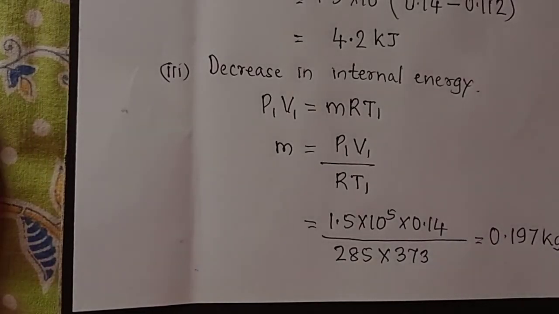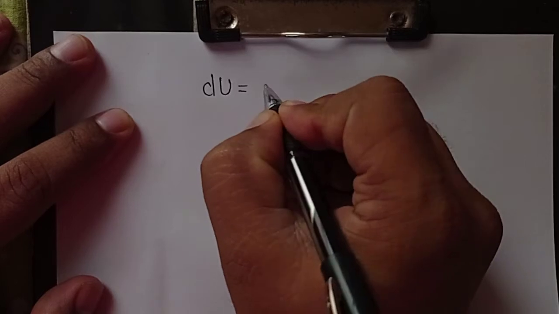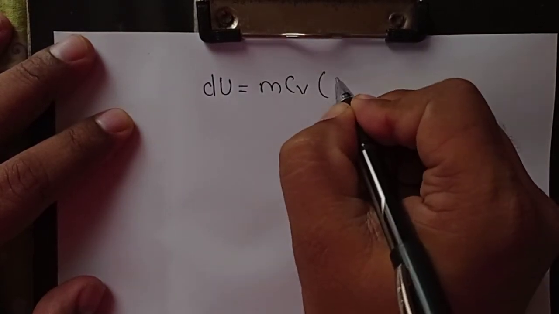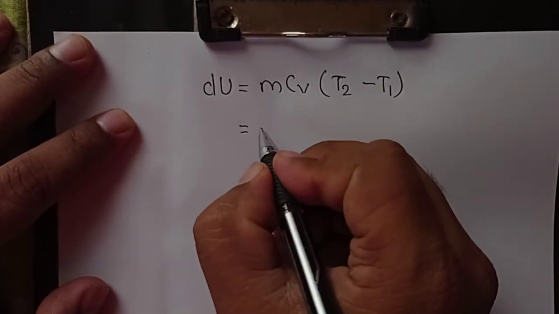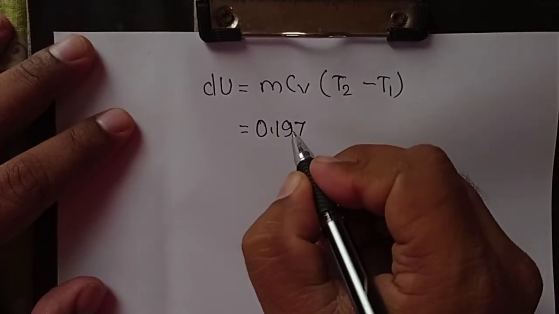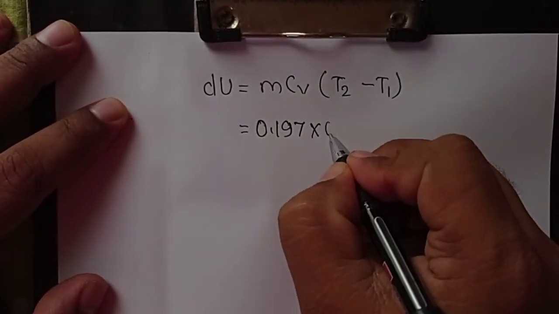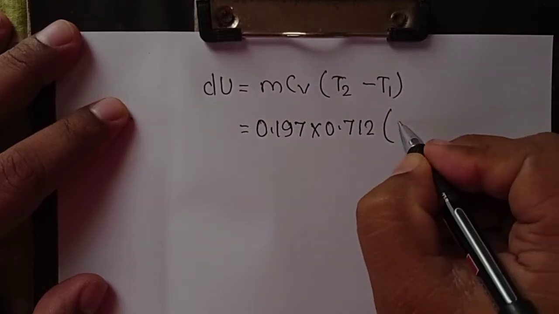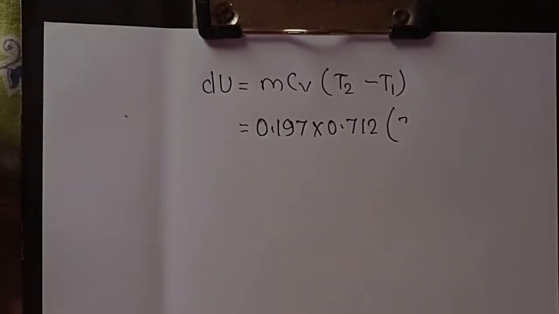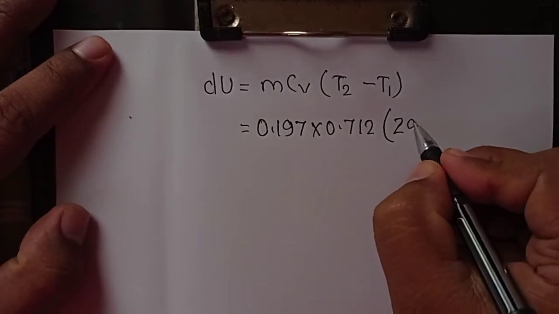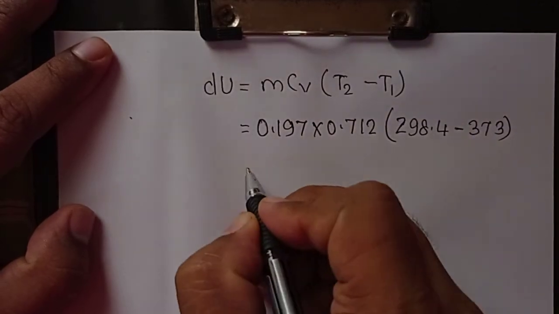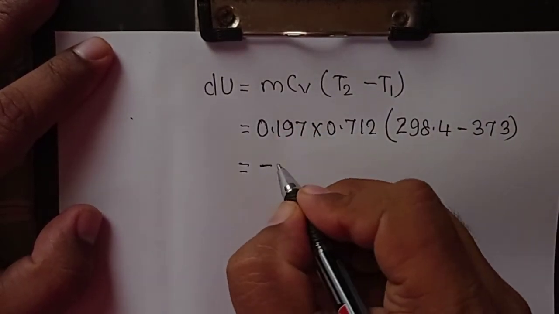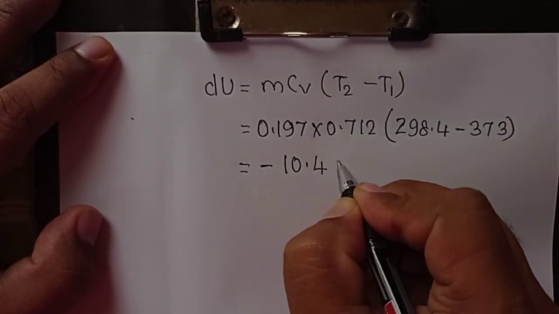And then upon calculating the value of M, you can find out the value of dU. So dU will be equal to M CV (T2 minus T1). So that is 0.197, which we have just got. Then CV is 0.712, which is given, and T2 you can write as 298.4 minus 373. I will get the answer as negative, and when I get the answer as negative, it means that there is a decrease in internal energy.